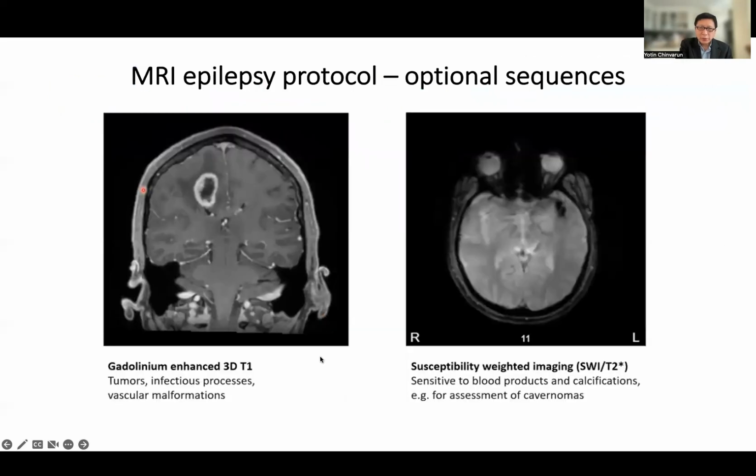And the last protocol we call the optional sequences. For example, the gadolinium-enhanced 3D T1. This is to detect tumor, infectious processes, or maybe vascular malformation. Another one is the susceptibility weighted imaging. This is sensitive to detect blood products or maybe calcification, for example, to assess cavernoma.